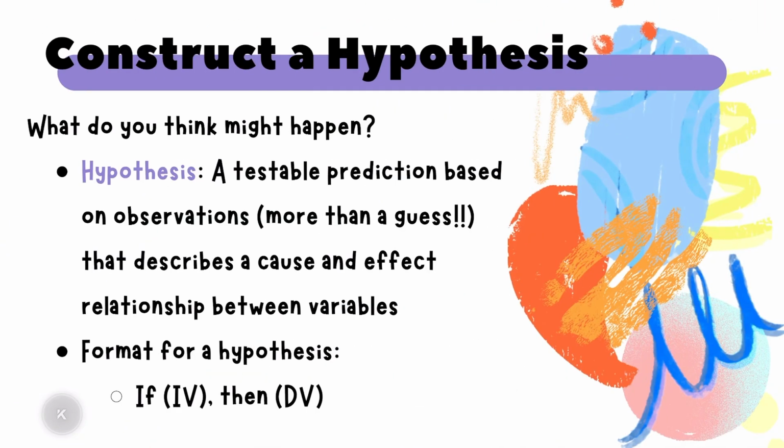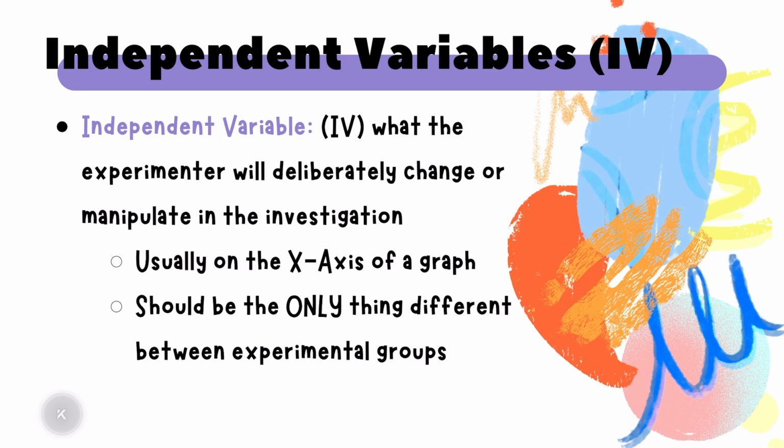Once I've done my research, I construct a hypothesis. So this is, what do you think will happen? It's a testable prediction based on observations. So once again, it's more than a guess because it's based on your observations and it's based upon research. It describes a cause and effect relationship between variables. And the typical format for a hypothesis is an if-then. If something about the independent variable changes, then something about the dependent variable is going to change in response to that. So let's talk about what those variables mean.